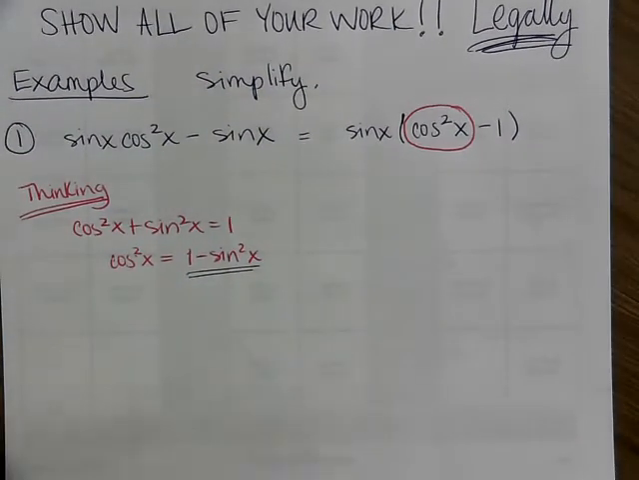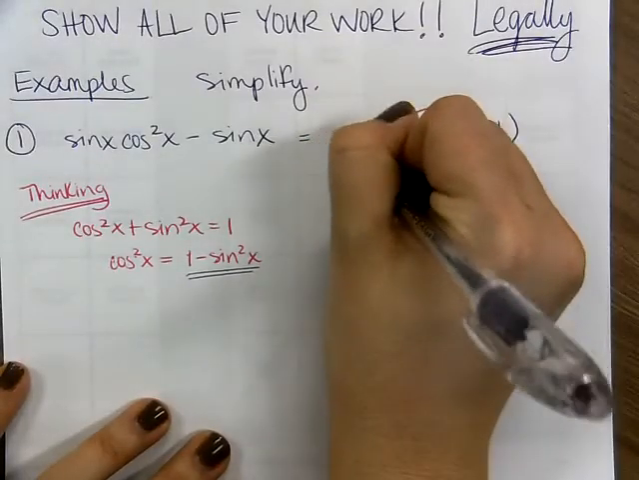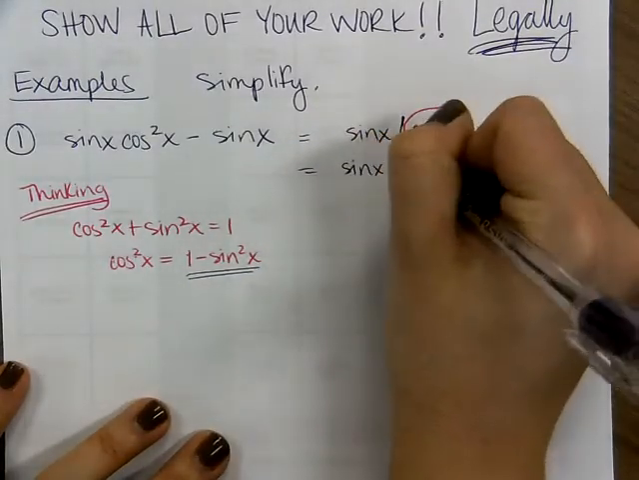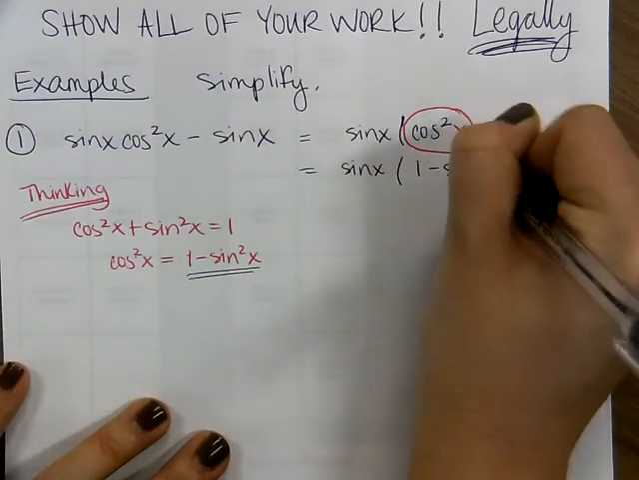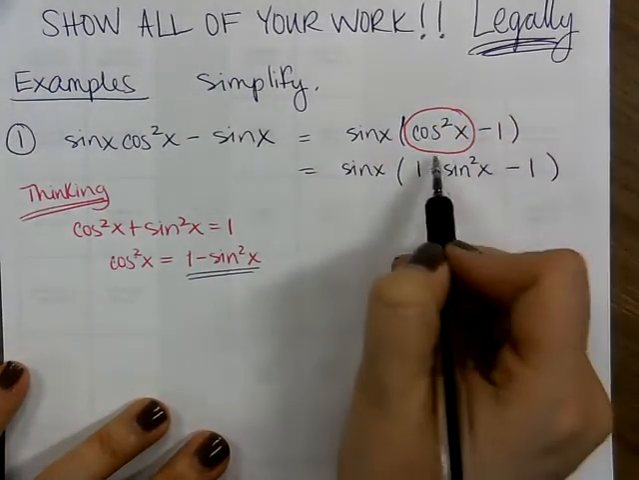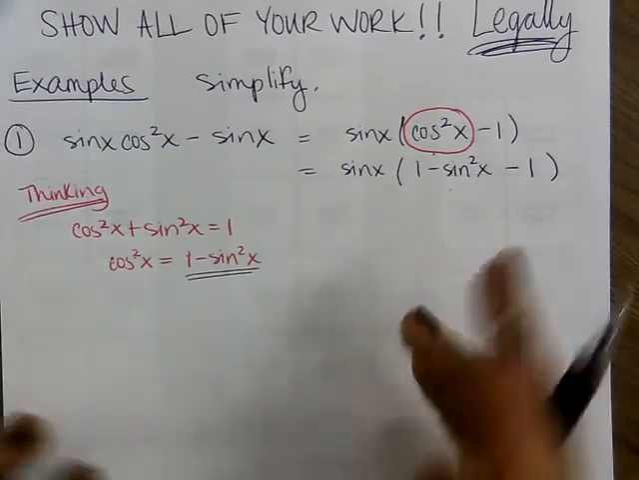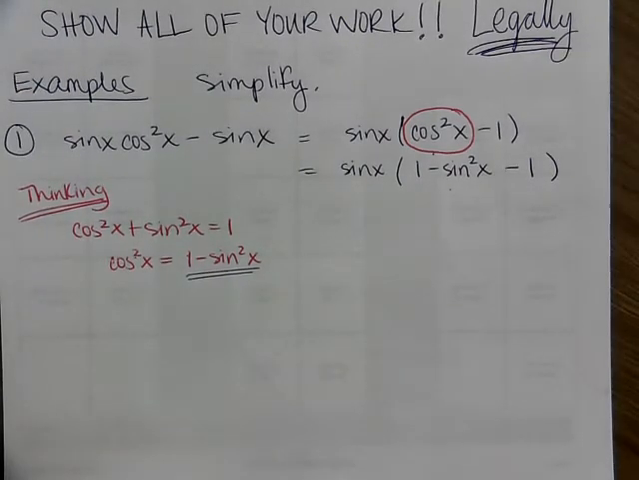So now I'm all in the same trig function. Okay. So I have sine of x times 1 minus sine squared of x minus 1. So I took the cosine squared and I replaced it. So now I have everything in terms of sine. Okay, so now let's keep going.